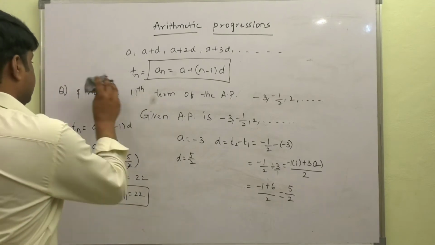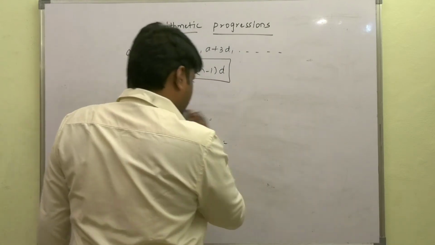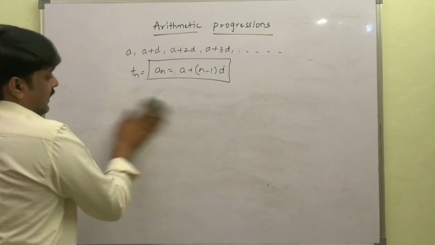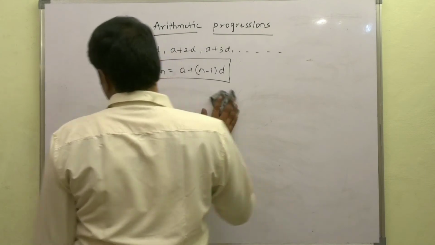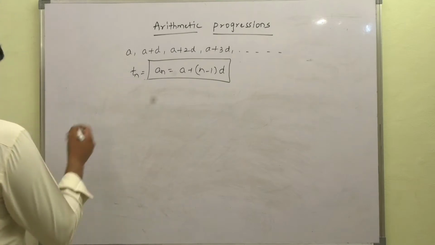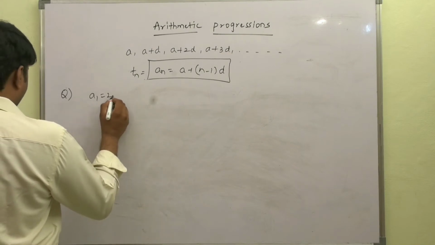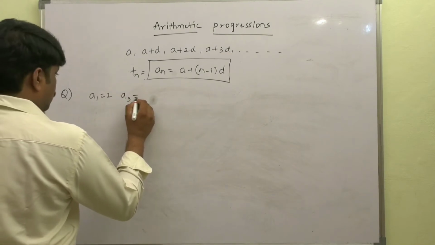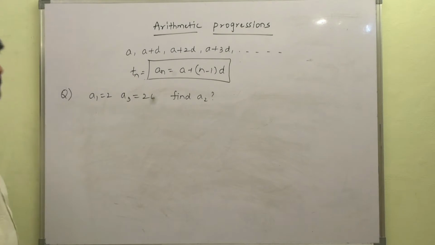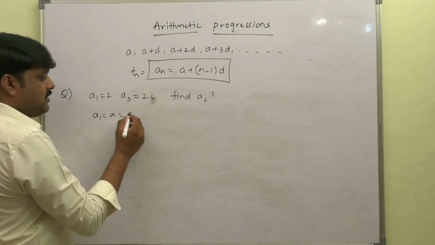Okay, after this, again the Tn formula. What is the Tn formula? Yes, a plus n minus 1 into d. Okay, now find the... let us take it like this: given a1 equals 2 and a3 equals 26, find a2. Super. Now a1 is nothing but the first term a, generally we consider 2.